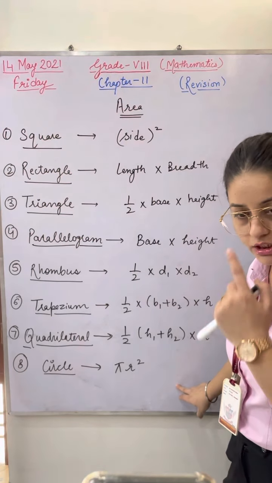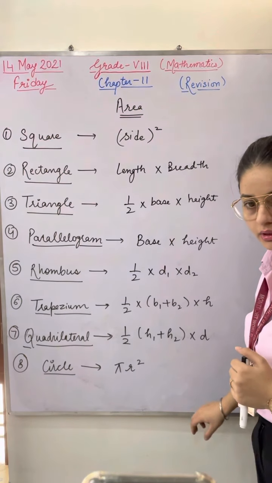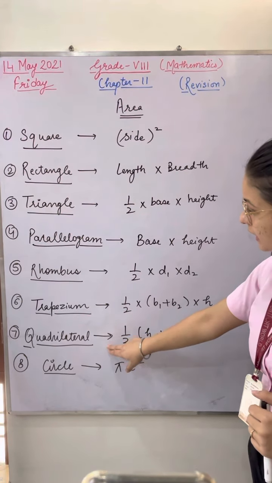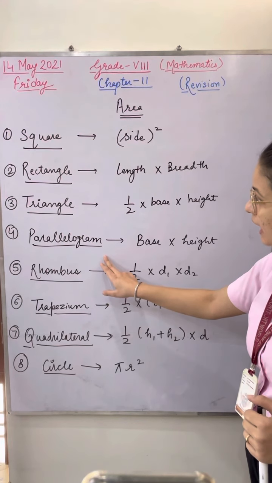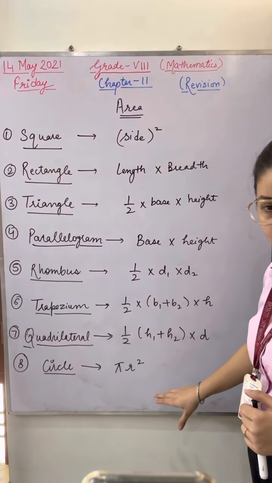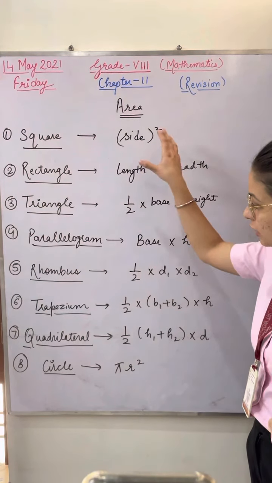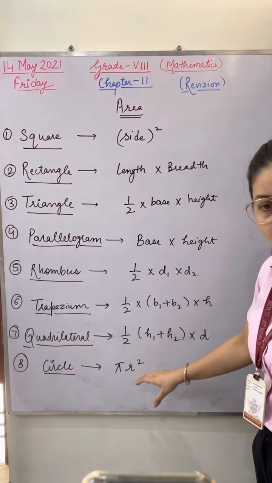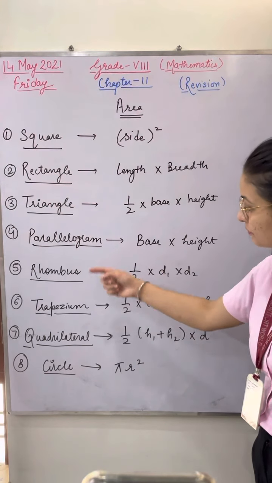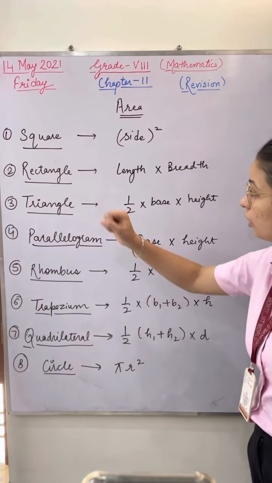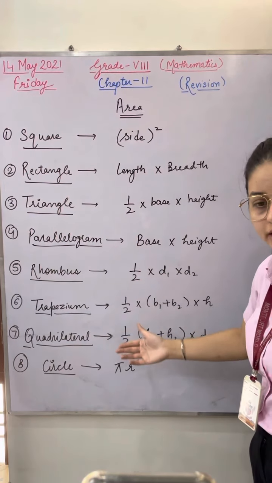Yes Yuvraj, quickly. Some formulas are missing, like quadrilateral, rhombus, parallelogram. But in the paper I'll give you questions from any of the concepts. I can give you a question on a parallelogram, rhombus, quadrilateral or rectangle. I can give you any question in the paper.